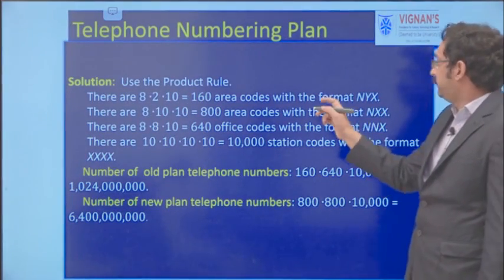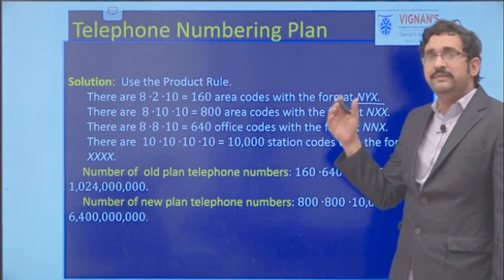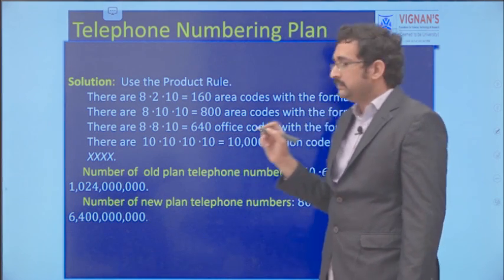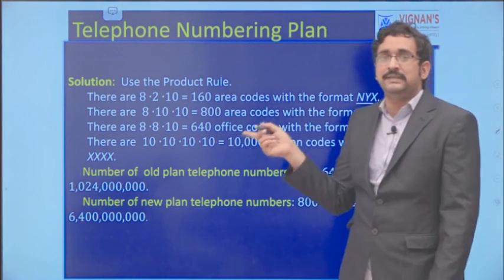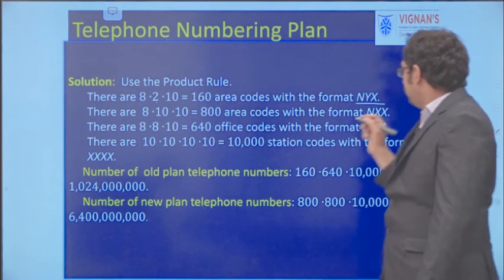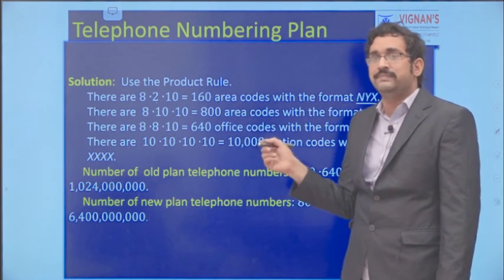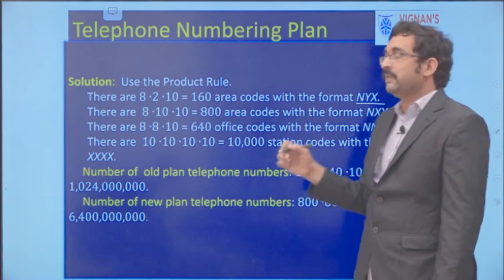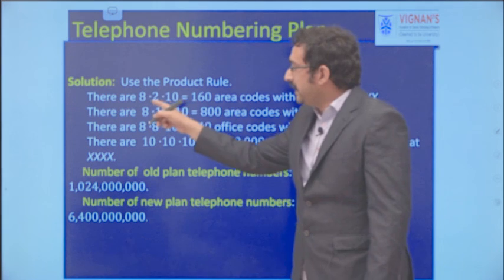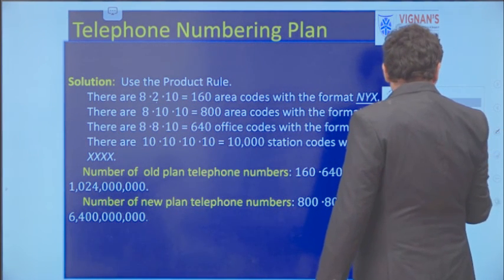See, compute. First, for NYX, N denotes a digit between 2 to 9, that means we have 8 options. For Y, we can take either 0 or 1, so for Y we have two ways. What about X? X means all the digits between 0 to 9, that means we have 10 options. So for NYX format, we will have 8 into 2 into 10, that equals 160 possibilities.